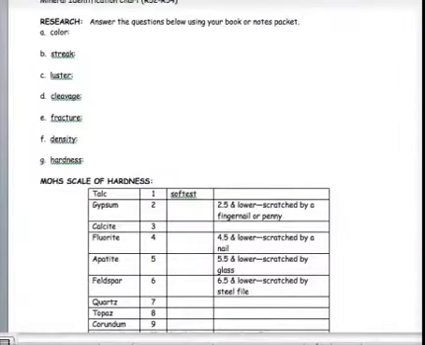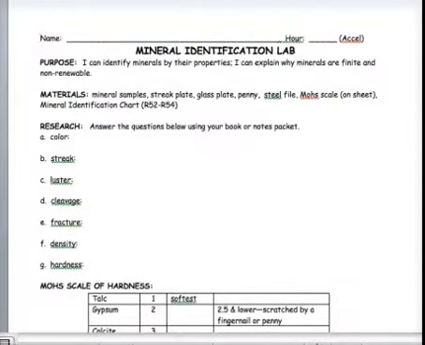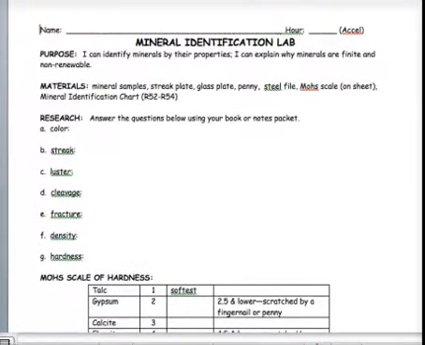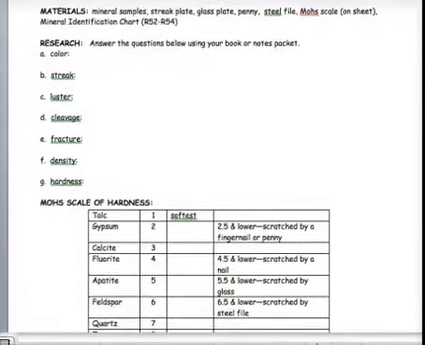So let's start off at the top of the lab. There is a purpose. It says I can identify minerals by their properties, and I can explain why minerals are finite and non-renewable. So the materials we're using in class today, we have samples of minerals. We have a streak plate, a glass plate, a penny, a steel file. We have Mohs hardness scale, which is right here on your sheet that you have in front of you. And then we have the mineral identification chart, which is at the end of this lab. There is some research that you have to do, and so please make sure that you finish the research for A through G.